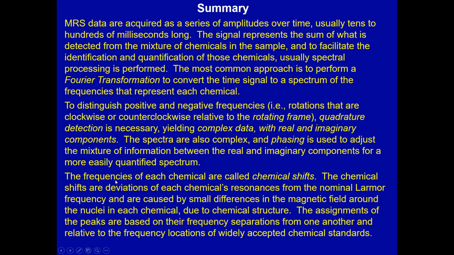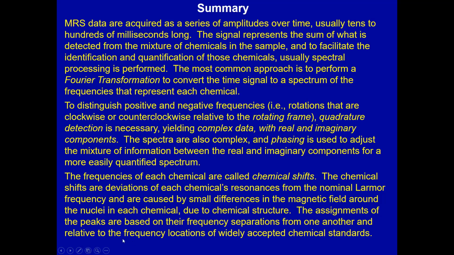Once we have a spectrum, the frequencies of each chemical are called their chemical shifts, because they are shifted somewhere on the spectrum axis relative to a reference. The chemical shifts are the deviations of each chemical's resonance from the nominal Larmor frequency. The reason those shifts exist is that there are slight differences in Larmor frequency. Remember, Larmor frequency equals gamma times B0. So the molecular structure changes the B0 value slightly for each nucleus of particular atoms in each chemical, and that's due to the chemical structure.